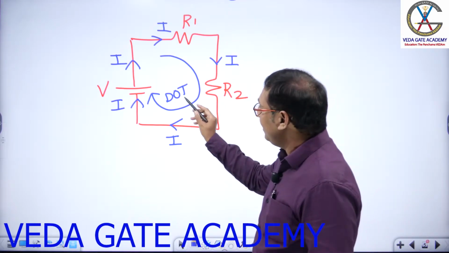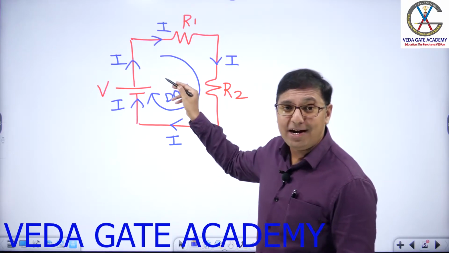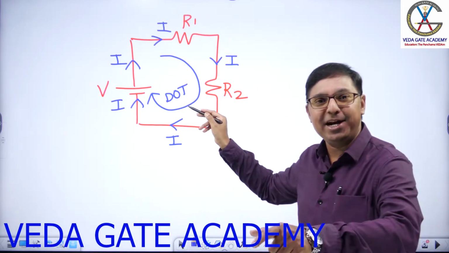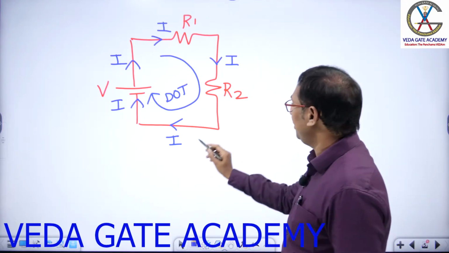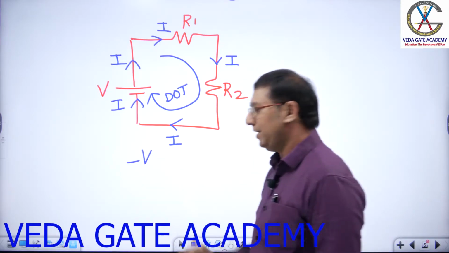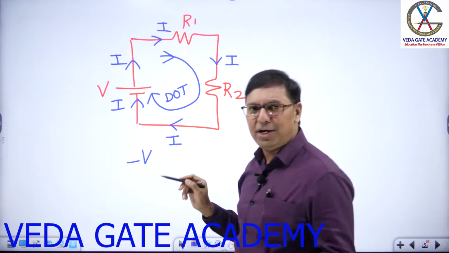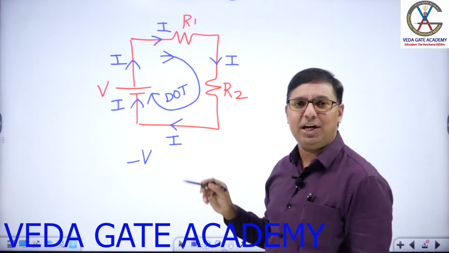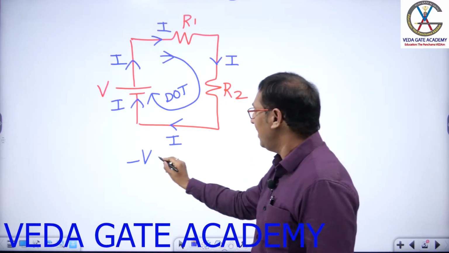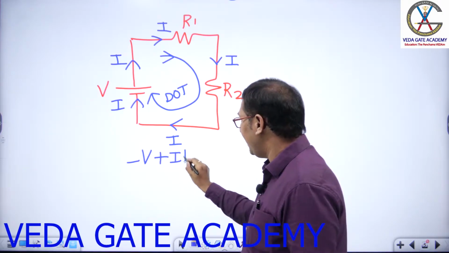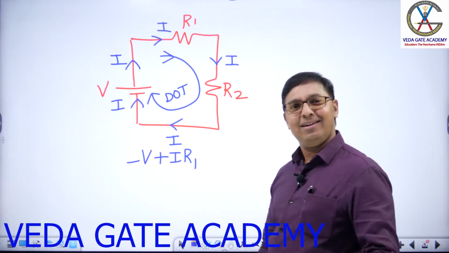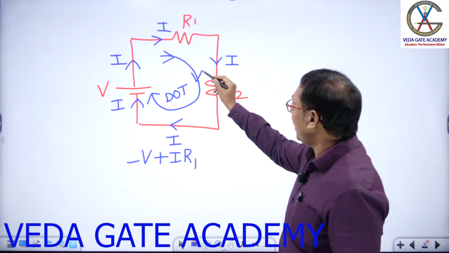Tell me, in the direction of travel, you are entering at what polarity, positive or negative? You are entering at negative polarity. Let me write here minus V. Next, direction of travel and branch current: both are in the same direction or opposite? Both are in the same direction. I am writing here plus I into R1. Next, direction of travel and branch current.